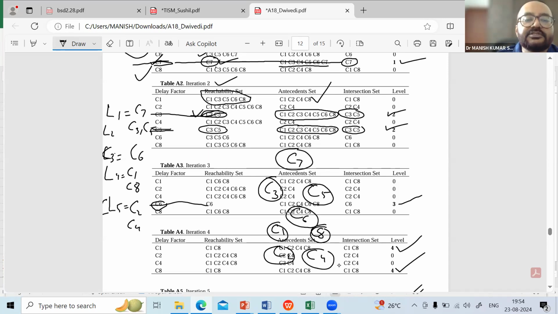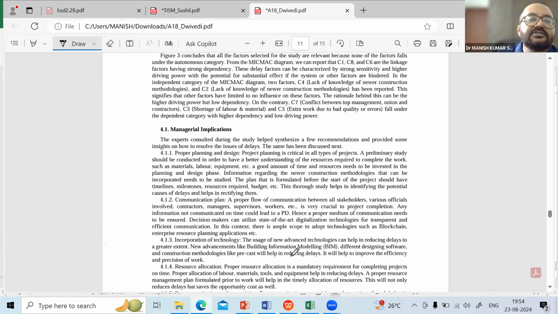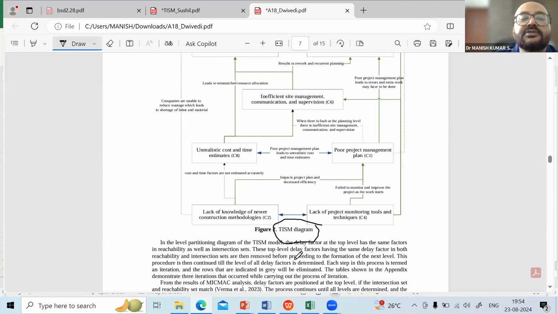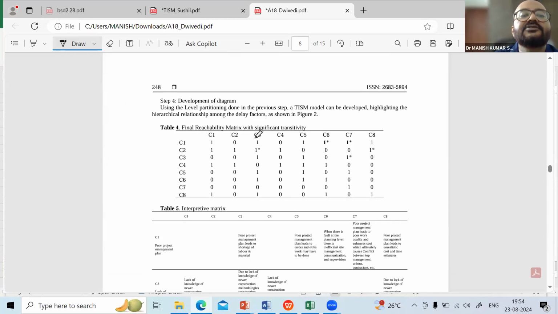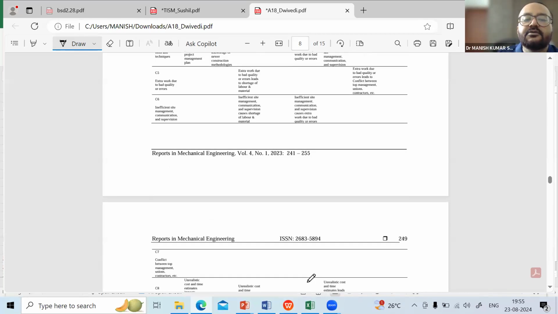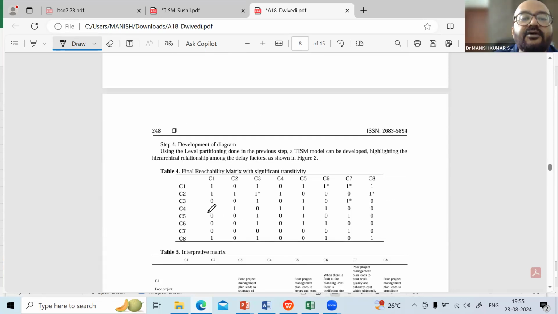Now this is the level diagram, and then we try to notice what is the relation between C2 and C4. Can you find out? It is directly impacting, so go to the reachability matrix. We have to create this reachability matrix. You can find it somewhere here also. I think in the final reachability matrix they have not made any changes. So what is the relation? Last one is C2, C4. Let us find out.